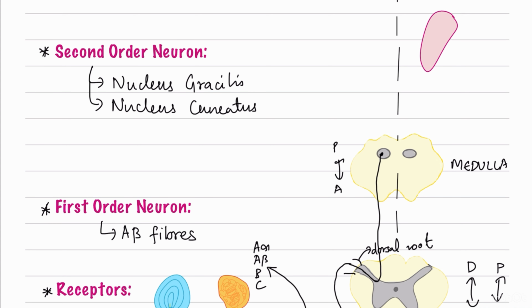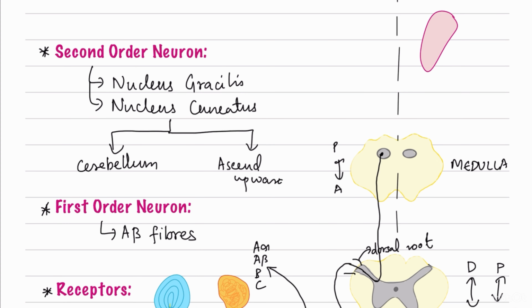Now from here, two types of fibers arise. That is, second order neurons are actually of two types. One is the fibers which go into the cerebellum, and then there are the fibers which ascend upwards. So two types of fibers originate. Once again, from here, the first fibers go to the cerebellum, which will be lateral, right? The cerebellum will be on both sides of the medulla. So there will be fibers which go to both sides, on the same side and on the opposite side. That is one group of fibers.